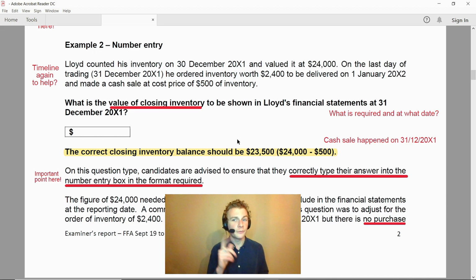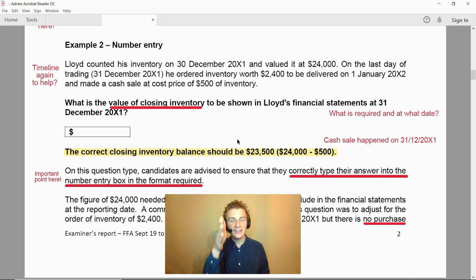Okay, so you've got to be very careful upon the wording there. So read it back to yourself. I've just gone through it as if I'm walking and talking it through, but we've got to look at what is the value of the closing inventory to be shown in Lloyd's financial statements for the 31st of December 2001. Okay, so what is required and at what date?